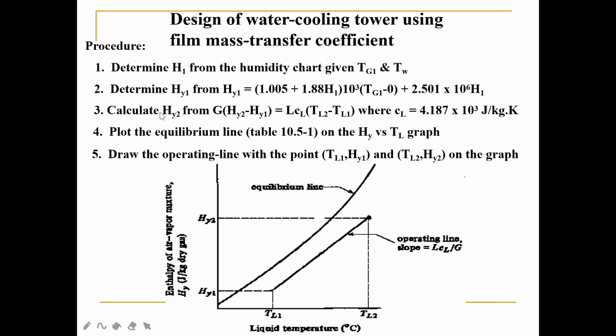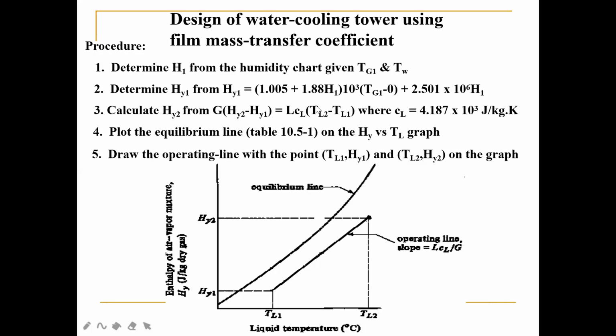to calculate the HY2. HY2 is the enthalpy at the top of the tower. Okay, HY1 is the enthalpy at the bottom of the tower. So you have to know both. Okay, with a known value of G, known value HY1 from step 2, known value of L, CL, TL2, and TL1, you will be able to calculate your HY2.